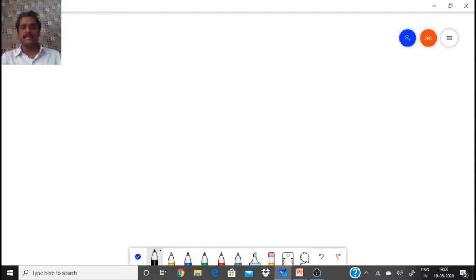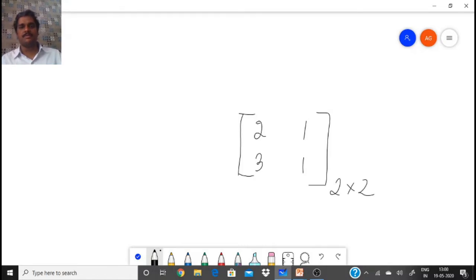The third type of matrix which we learned is a square matrix. A square matrix has order 3 by 3, 2 by 2, 4 by 4, in general n by n. So suppose I give an example of a square matrix of order 2. So here is your example of a square matrix of order 2 by 2.